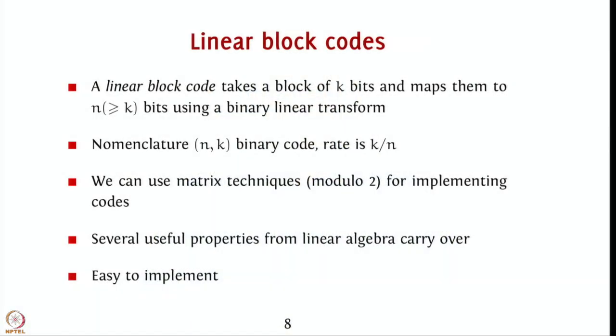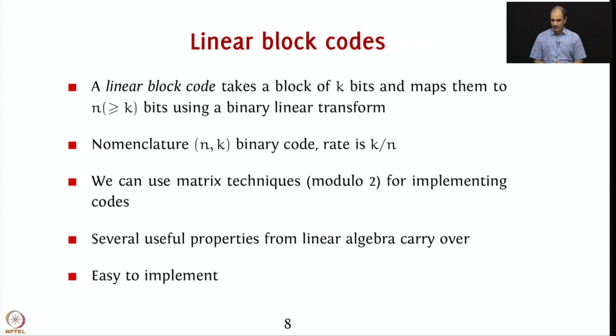A linear block code requires 2 parameters to specify it, n and k. So you take your sequence of bits, take a block of k bits, and then you map them to n bits, where n is typically more than k, using a binary linear transformation. The fact that you are performing a linear transformation is very powerful because it allows you to implement these operations effectively in software and hardware. The nomenclature we use, we have already been using this kind of nomenclature, is that of (n,k) binary code. And an (n,k) binary code has rate k upon n.